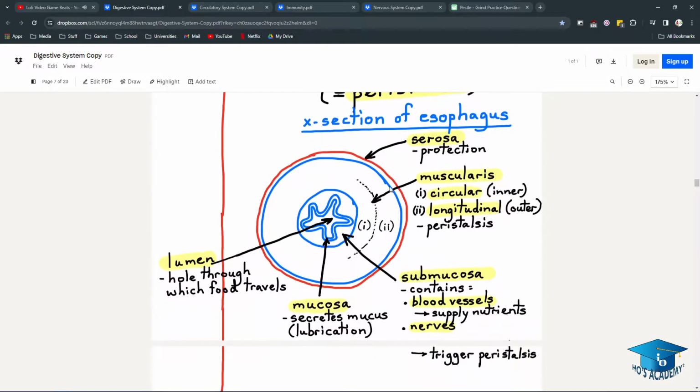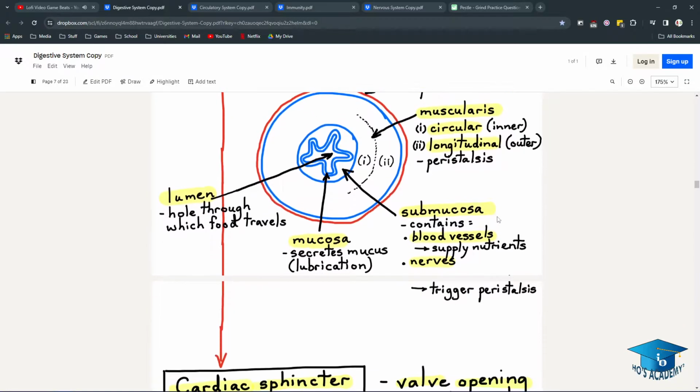So this outermost layer is the serosa, the red one. And the muscularis is the next immediate layer. And there's this circular layer inside, the circular inner muscularis. And the longitudinal outer layer here is in charge of peristalsis. So make sure you know the difference there.